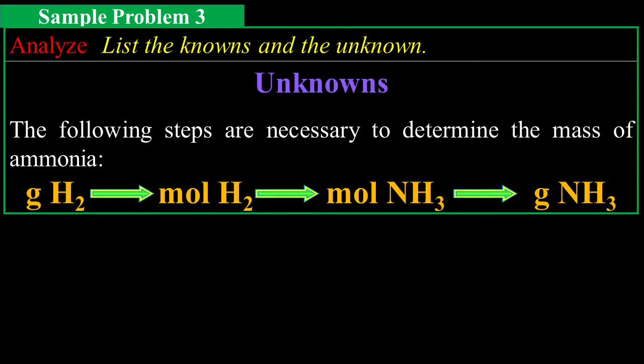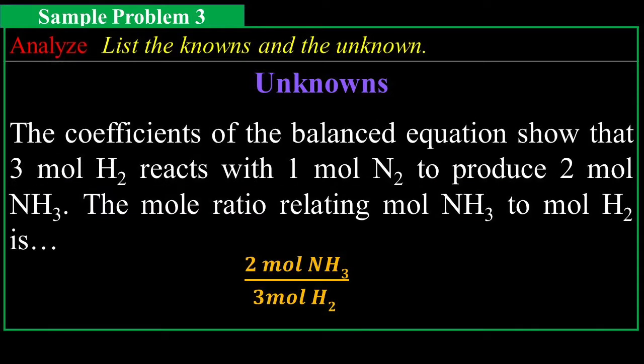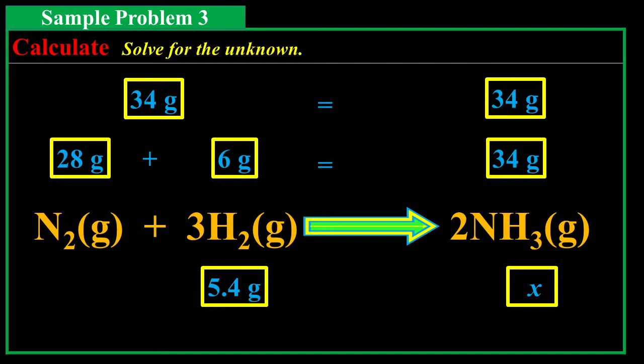The following steps, we're still looking at the analysis. The final steps are necessary to determine the mass of ammonia. So you're going from mass of hydrogen to moles of hydrogen to moles of ammonia to mass of ammonia. If you put these stoichiometric masses above the equation and set up very simple proportional relationships, then you can solve for any mass you want. The coefficients of the balanced equation show that 3 moles of hydrogen reacts with 1 mole of nitrogen to produce 2 moles of ammonia. The mole ratio relating ammonia and hydrogen is 2 moles of ammonia over 3 moles of hydrogen. Or I could flip that. It doesn't matter as long as all the hydrogens and all the ammonias are on the correct side. Now, this is the way I did it.